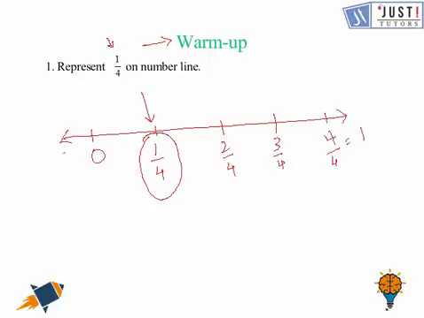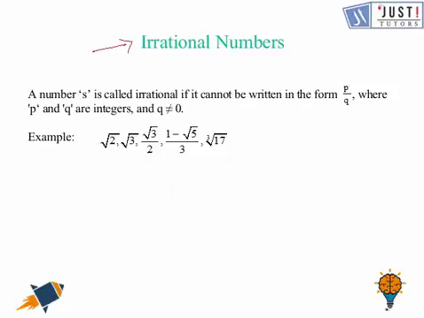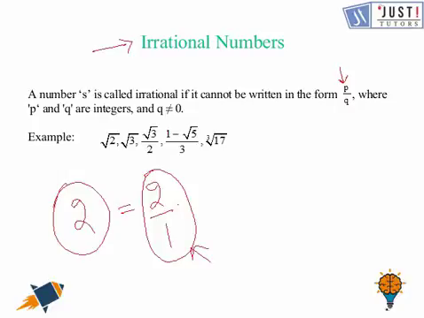Now we move ahead to our topic, which is about irrational numbers. Any number, say a number s, is called an irrational number if we cannot represent that number in the form of p by q, where p and q are integers and q is not equal to 0. Now here comes a question. What if a number is 2? Is it an irrational number? The answer is no, because we can represent 2 as 2 over 1. Now this is in the form of p by q, where q is not equal to 0.